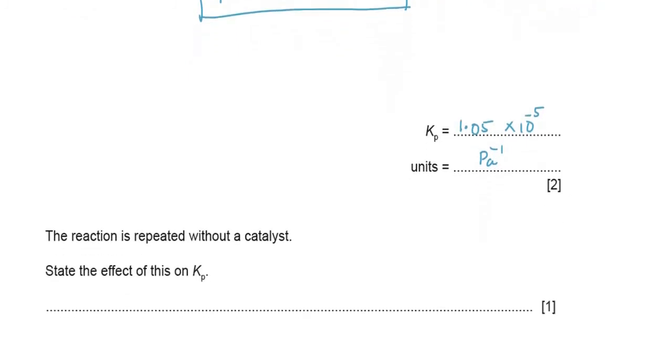Now the next sub question says that the reaction is repeated without a catalyst. State the effect of this on Kp. Now there is no effect on the value of Kp, because a catalyst affects both the forward and backward direction in the same way. It increases the rate in both the directions the same. So the value of Kp does not get affected because the equilibrium mixture doesn't get affected by a catalyst.